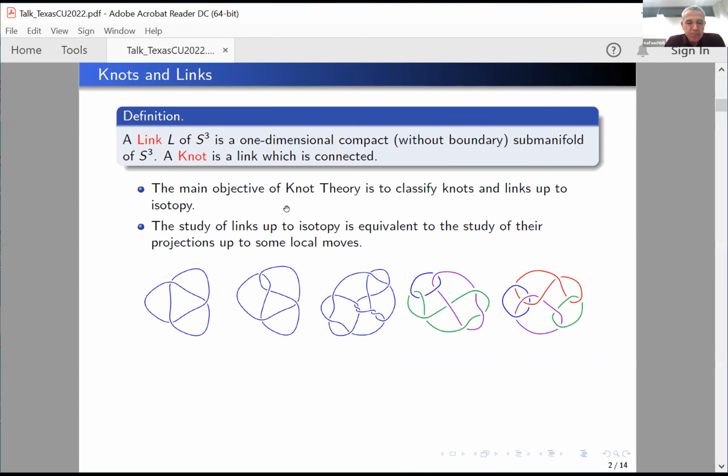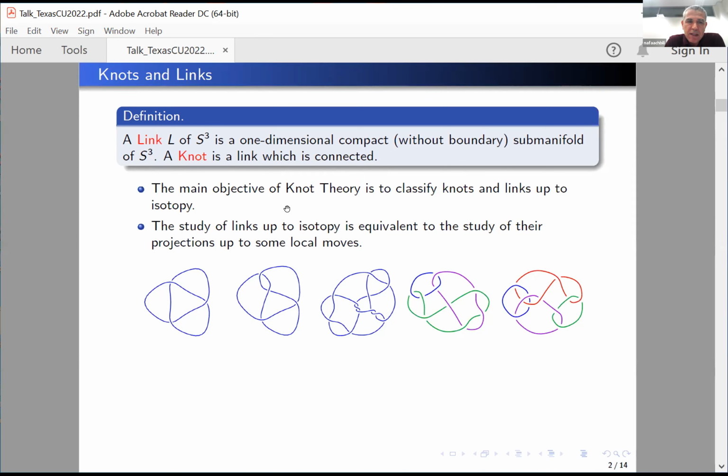I will start quickly. I guess everybody is familiar with knots and links. So a link is a one-dimensional compact submanifold of S^3 without boundary, and a knot is a connected such object. The main objective of knot theory is to classify these objects up to isotopy, and so it is very important to understand some special classes of links and to classify or characterize them before hoping for a full classification of all knots.